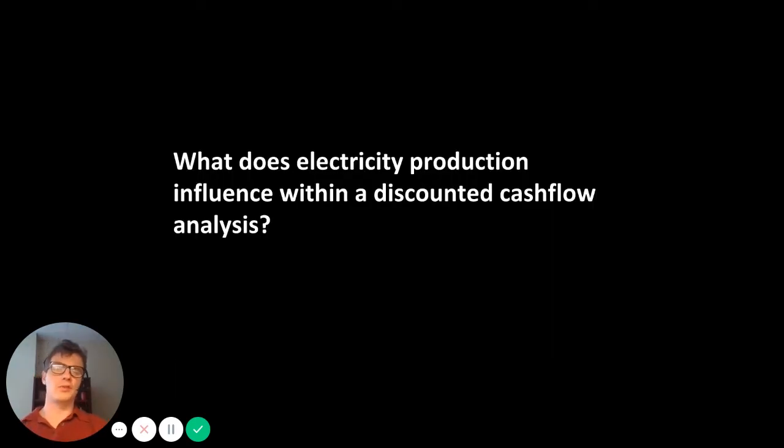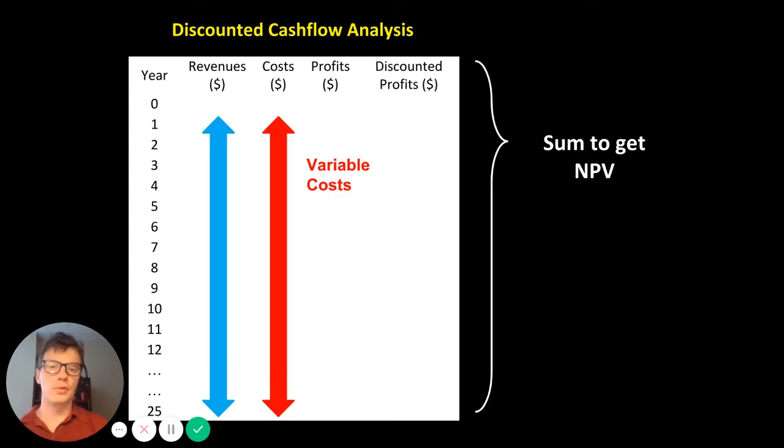So what does electricity production influence within a discounted cash flow analysis? So if we had an idea of how much electricity a plant was going to produce during the year, we could use that information to inform both revenues, because the revenues from the plant would be calculated as a function of how much electricity it sells, as well as costs, in this case, variable costs. So the more electricity a plant would produce, especially a coal plant, a natural gas plant, the higher its variable costs are going to be.